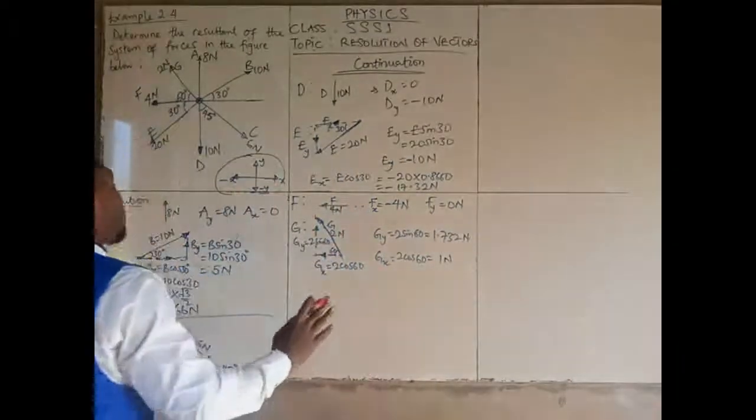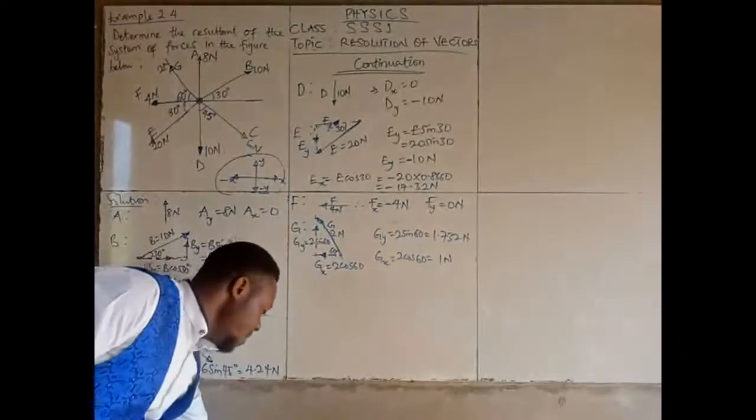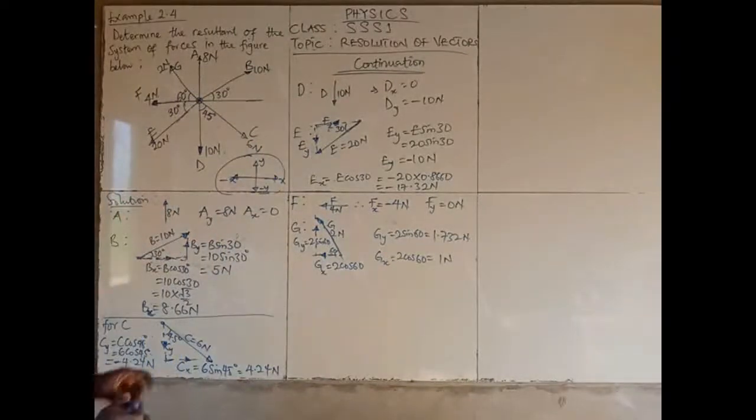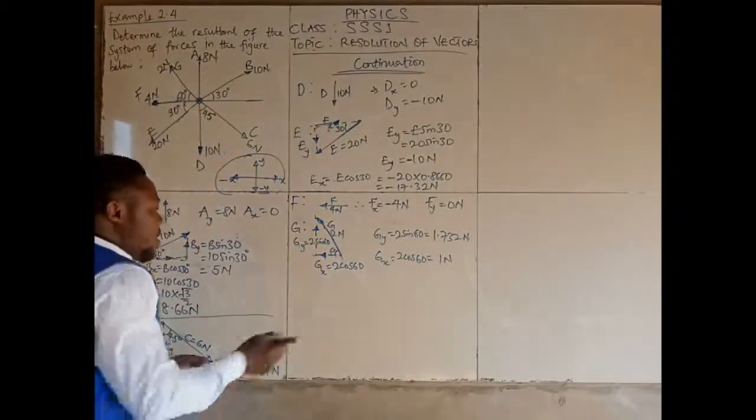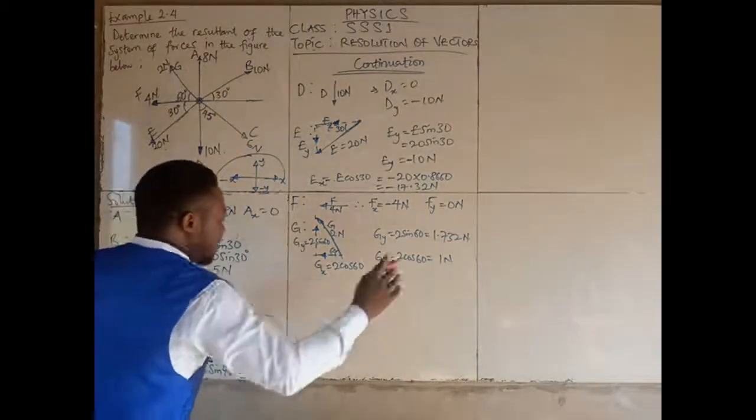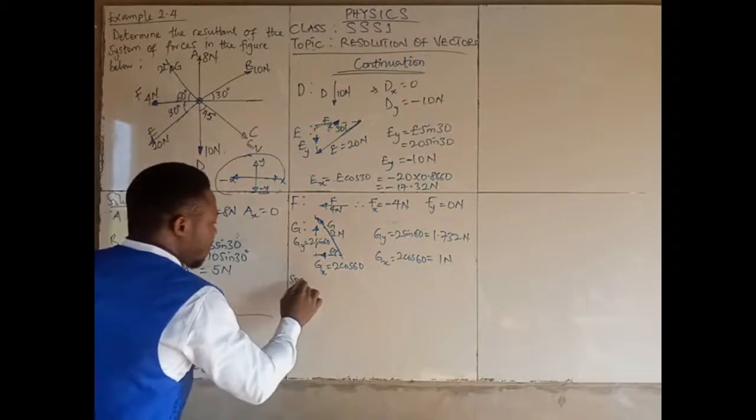And that is all. We have already resolved each of the vectors to both vertical and horizontal components. The next thing we need to do now is step 2, which is add. Step 2 says we should do what?